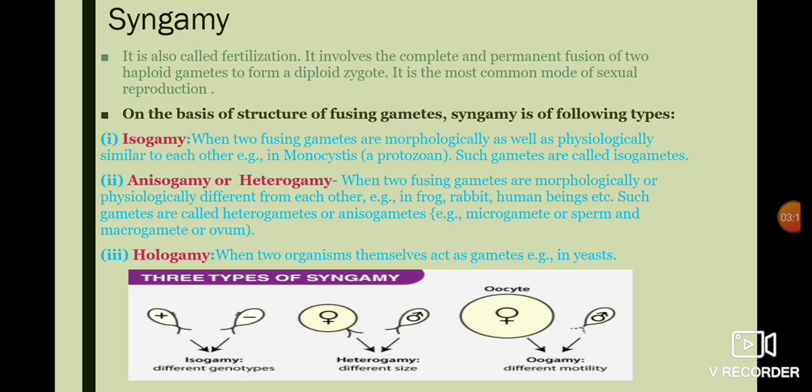And anisogamy or heterogamy means different. That means when both the fusing gametes are different from each other morphologically and physiologically, that means structurally and functionally, that is called anisogamy. Examples are already given in your book also, so please go through it. Hologamy is when the two organisms themselves act as gametes. That means in this case you don't require gametes, the organism itself acts as the gamete, which happens in yeast, in sexual reproduction processes like budding.